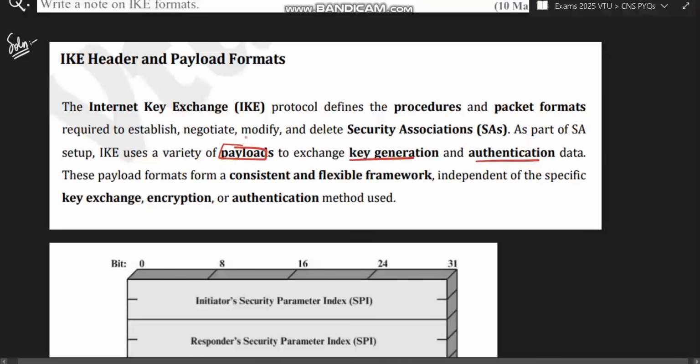So it has the capability to produce the data using which the key generation exchange will happen and authentication of the data itself will happen. These payload formats form a consistent and flexible framework independent of the specific key exchange, encryption, and authentication method used. So all these things are done by the Internet Key Exchange. If they ask about the Internet Key Exchange, you have to write these points.